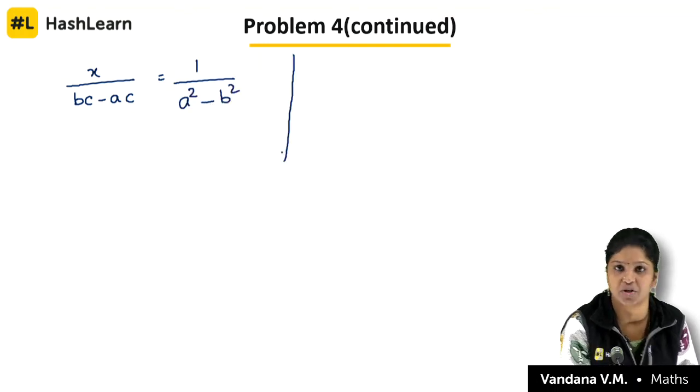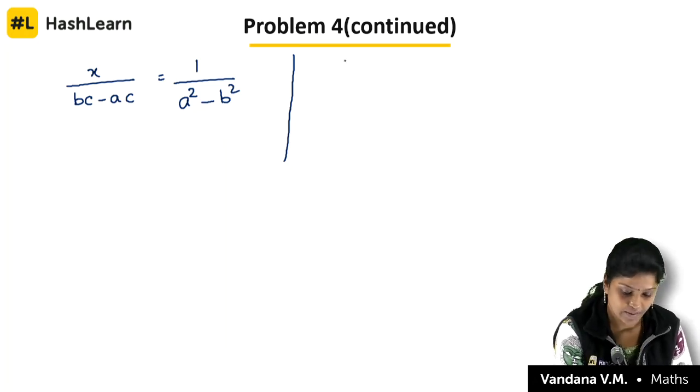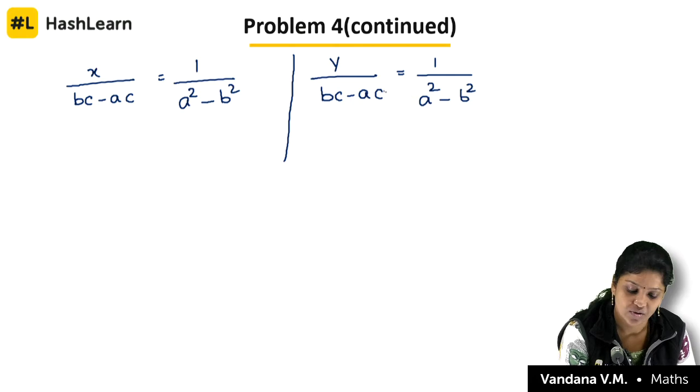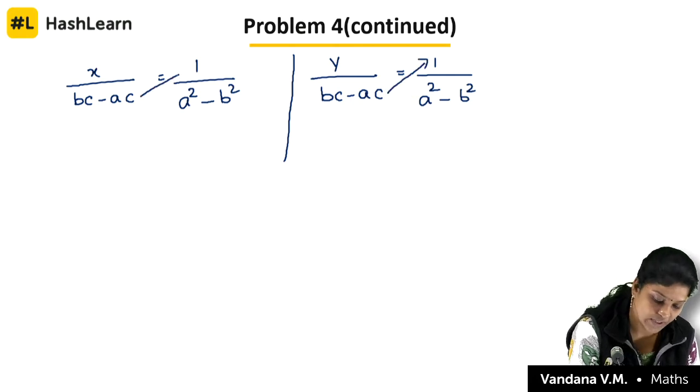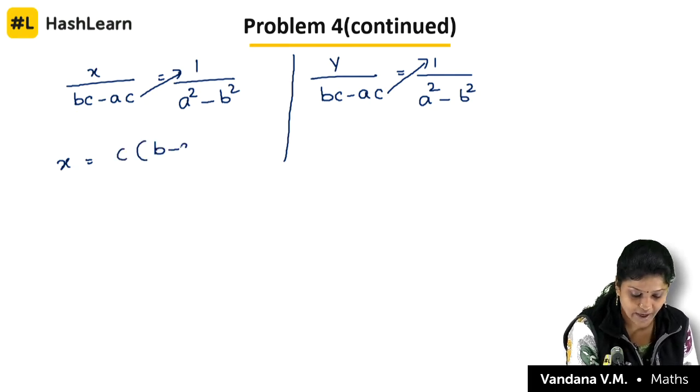It is one equation. If I solve, I will get the x coordinate over there. Next, y divided by BC minus AC is equal to 1 by A square minus B square. So please cross multiply it. You will get x is equal to, take out C common, you will get B minus A.